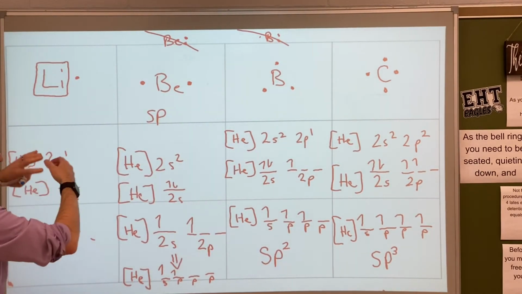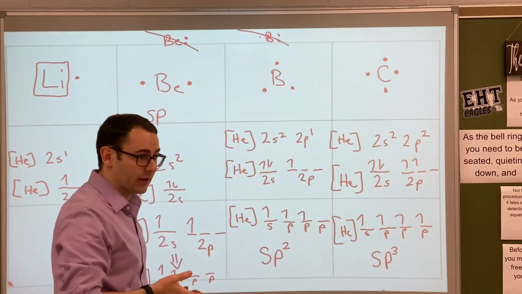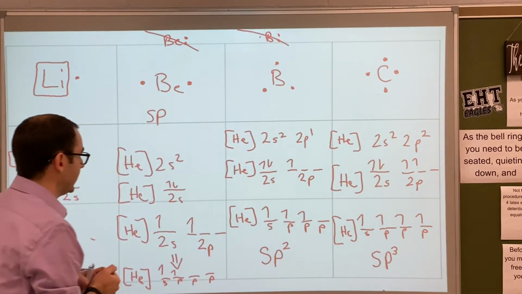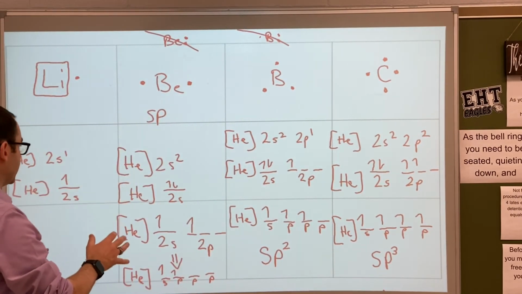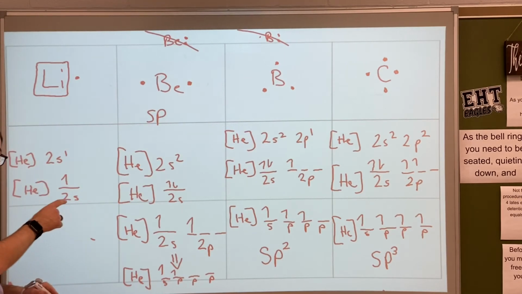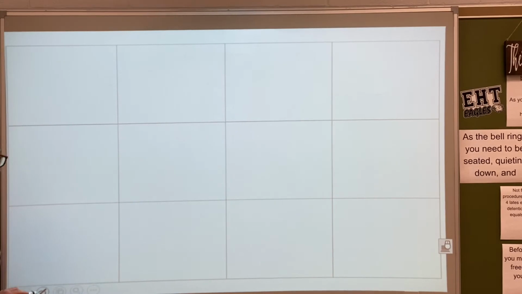Now, this happens with these atoms. It can also happen with double bonding and whatnot, which we'll get into a little bit later. But this is kind of like the beginning of it. Do you guys have any questions with these 4? No? Okay. So these 4 are interesting. Let's look at the next 4.